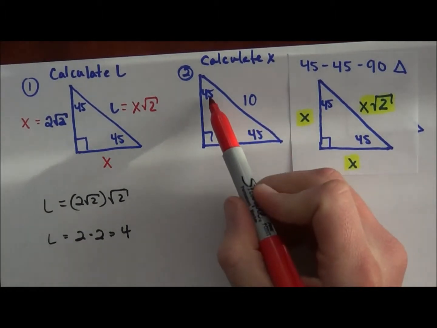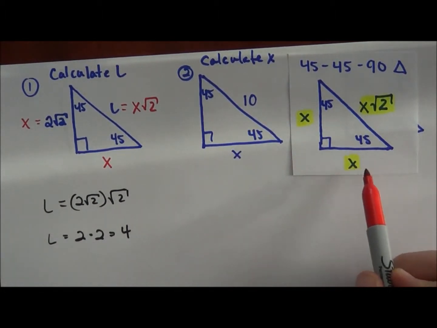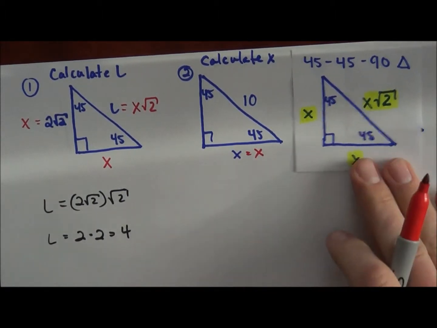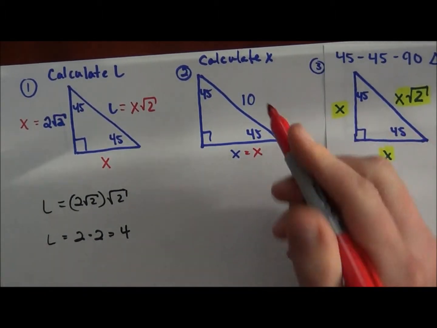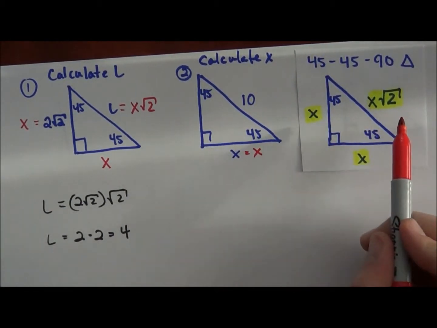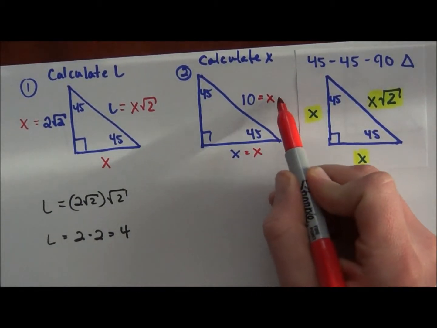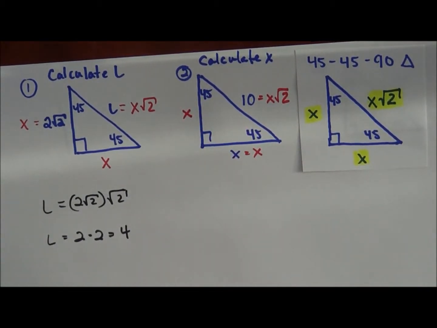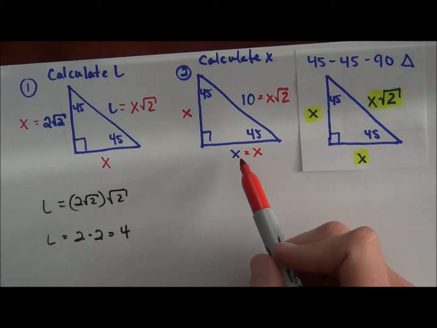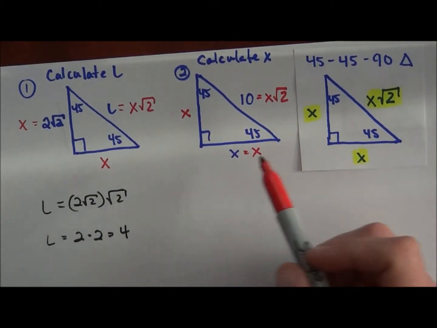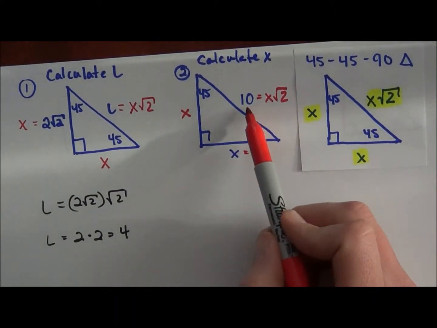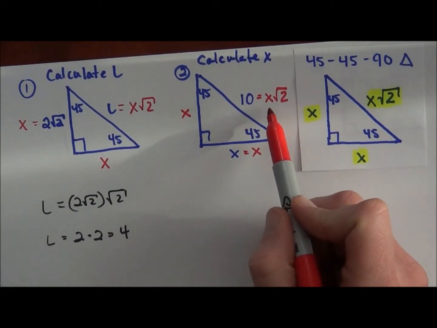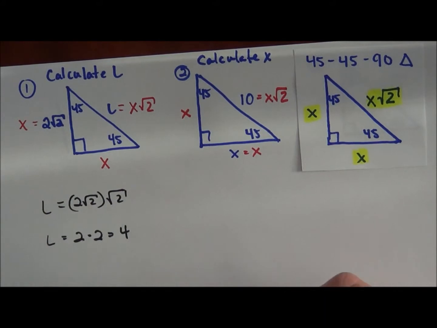Across from the 45 is x, so over here I'm just going to write x equals x, which is not a big problem. But then I come up here and see 10, so I'm going to say 10 is equal to this x times root 2, so 10 equals x root 2. Just for the heck of it, I'll fill out this other side over here, which is also x. Now I look at which one of these is going to allow me to solve for x, and it just so happens to be 10, because I have only one unknown in the equation, which lets me solve.